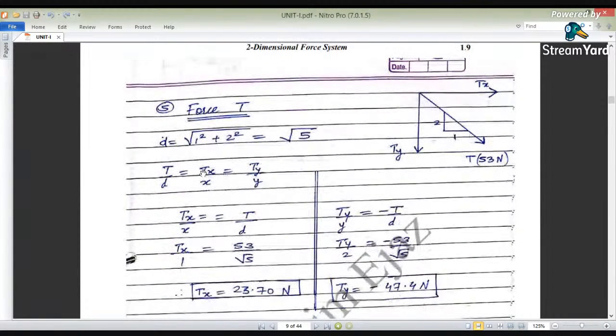What about Ty? Ty is again the first and third terms. We are equating capital D upon small d, that is equal to Ty by y. Why have we taken a negative sign? Because it is moving downwards. Therefore, we are taking this as a negative sign. Again Ty by y is 2, and T's intensity is 53 newtons. D we have already calculated as square root of 5. By simple cross multiplication, dy comes to be 47.4.